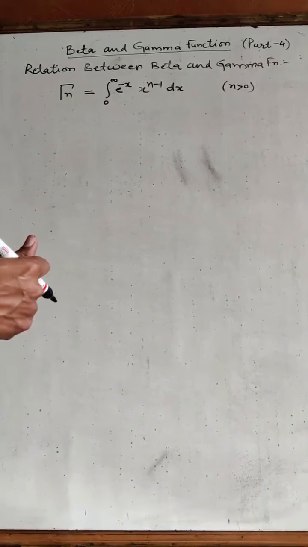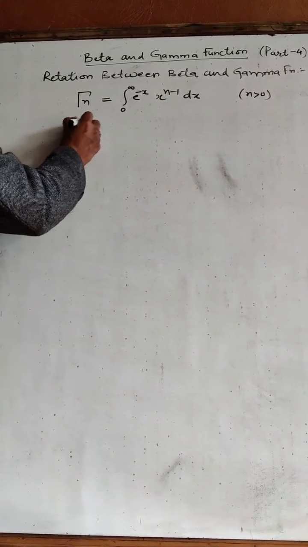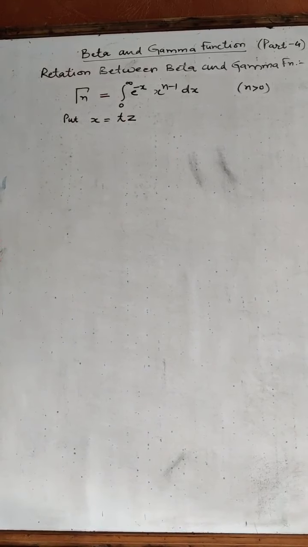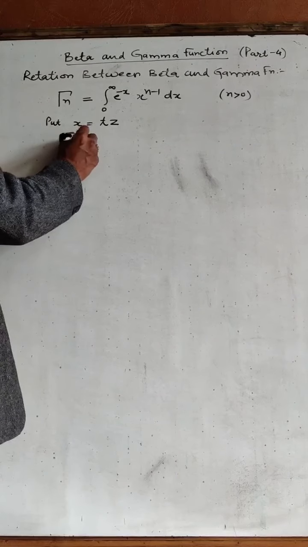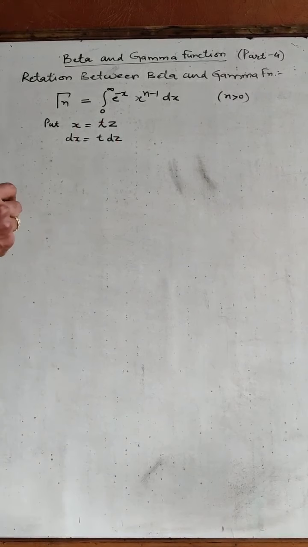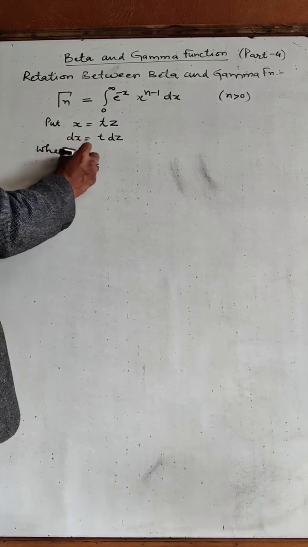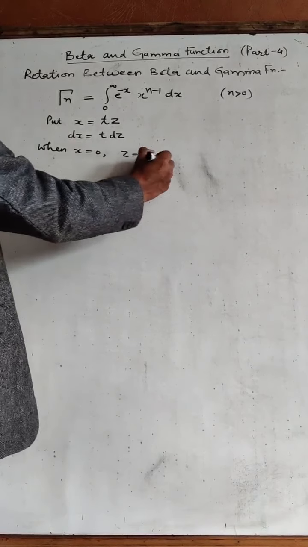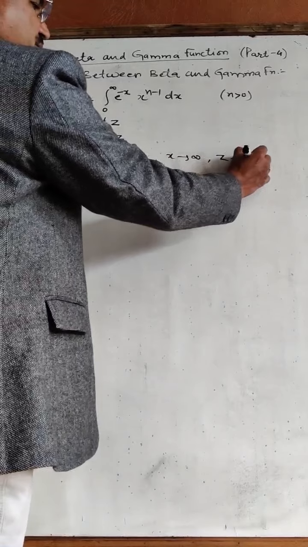So we will start with the gamma function, then substitute x equal to t z, where z is the new variable. Then if we differentiate, dx would be equal to t dz. Now we will find the limits. When x is equal to 0, z would be equal to 0, and when x tends to infinity, z would tend to infinity.